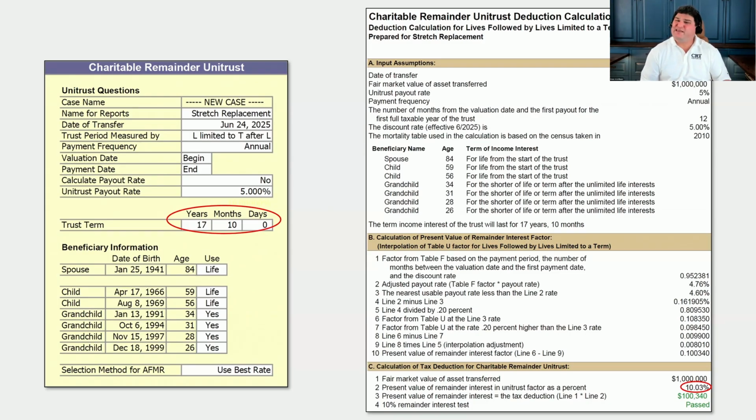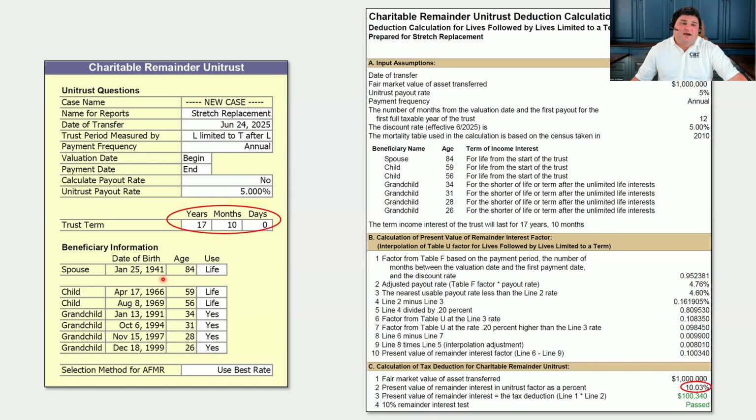This is called Easy Charitable. It's Lee Hoffman's software. This is what we found to be the most robust and comprehensive in terms of software. So you can see what we're doing is we're loading in all of our assumptions here.